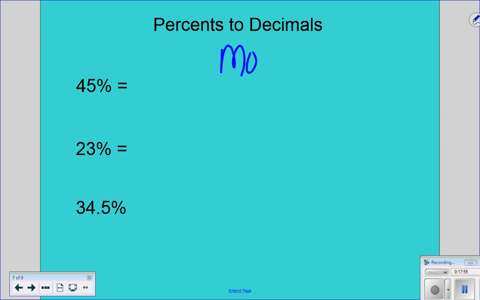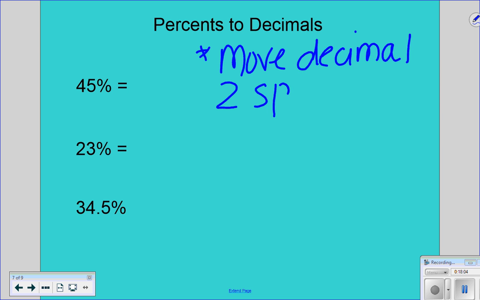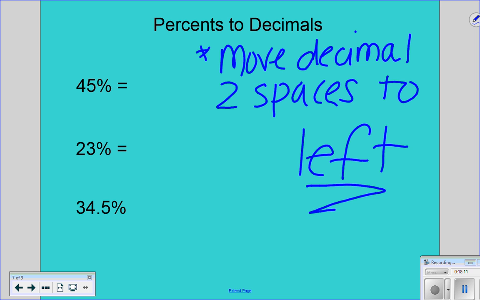You're going to need this in your notebook too. Move the decimal 2 spaces to the left. Move your decimal 2 spaces to the left, and you automatically make it a decimal, even if it's a percent. So let's practice some of these.